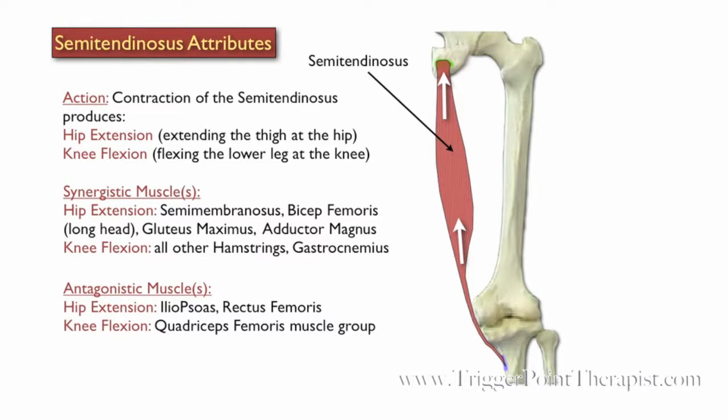The iliopsoas and rectus femoris oppose this muscle during hip extension, and again the quadriceps femoris opposes this muscle during knee flexion.